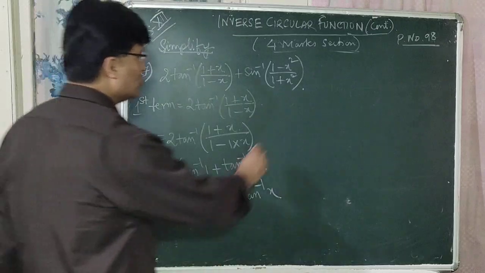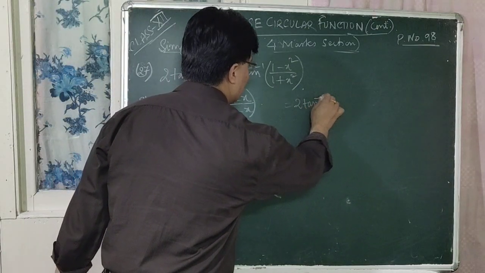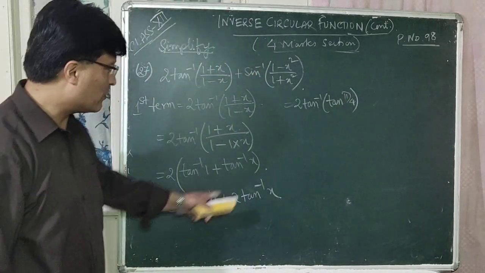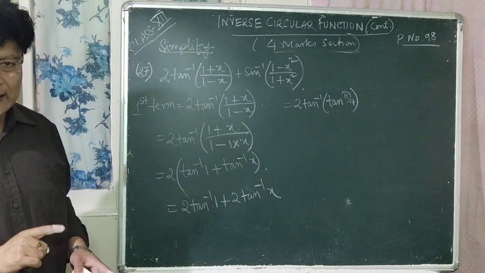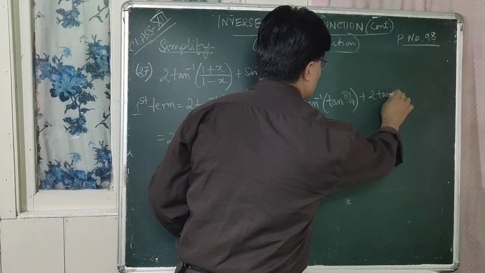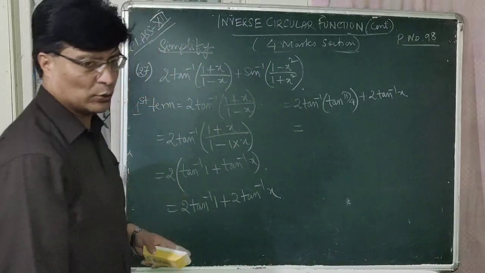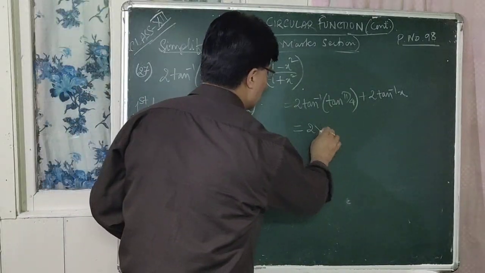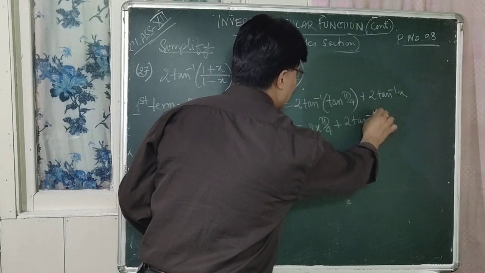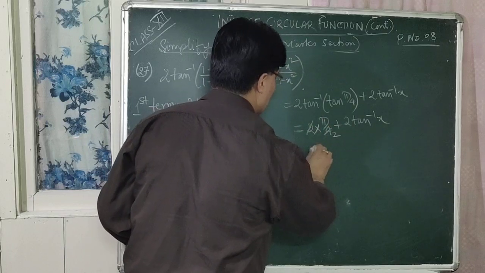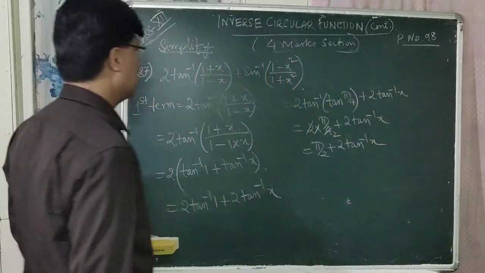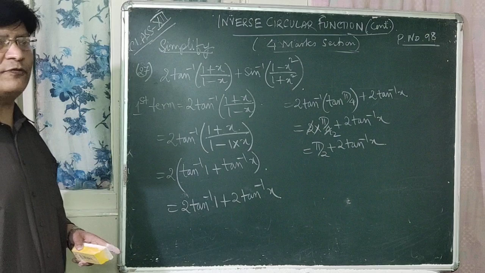So we can write, instead of 1, tan pi by 4. So right now, which is equal to 2 tan inverse, within bracket, instead of 1 you can write tan pi by 4, because you know that tan inverse tan x is always x, plus second term remains same, it is 2 tan inverse x, which is equal to 2 into, what is tan inverse tan pi by 4? It is pi by 4 plus 2 tan inverse x. Here 2 ones are 2, 2 2s are 4, which is equal to pi by 2 plus 2 tan inverse x. Right?